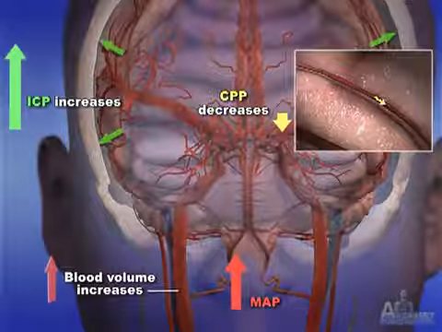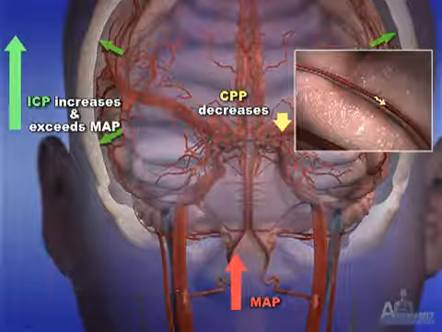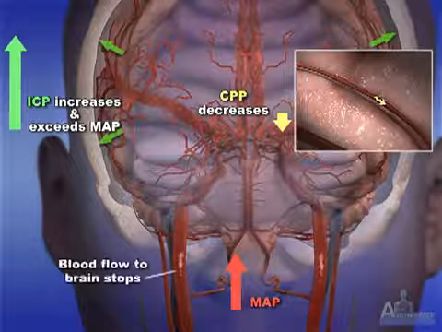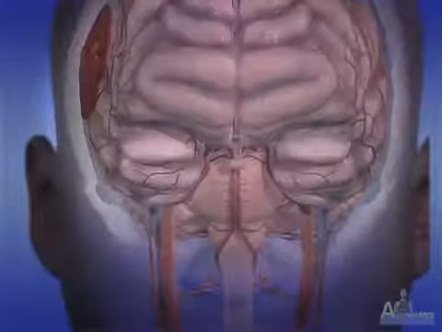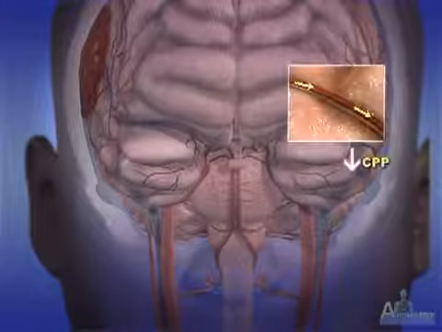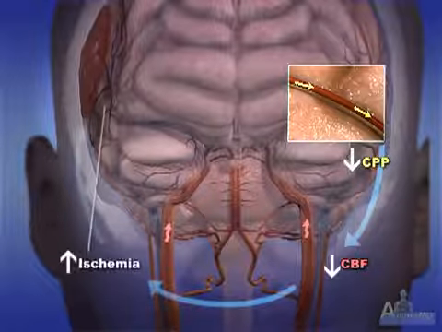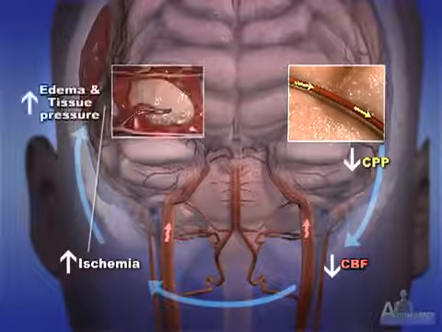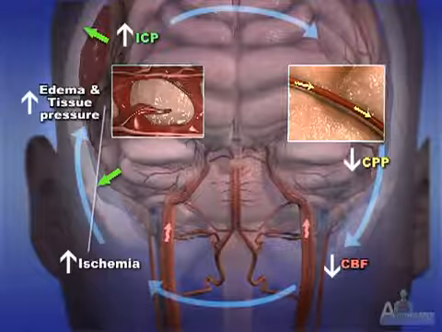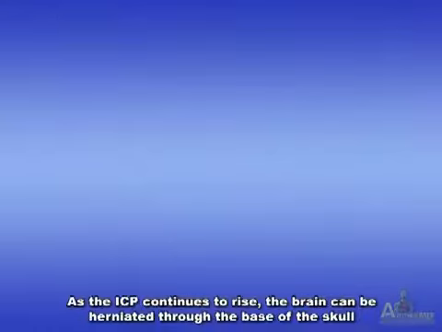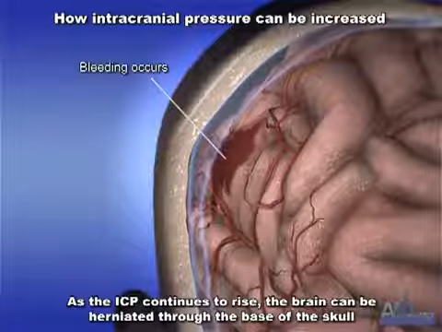When the intracranial pressure is too high and has exceeded mean arterial pressure, blood flow to the brain stops. As intracranial pressure continues to rise, the brain can be herniated through the base of the skull.